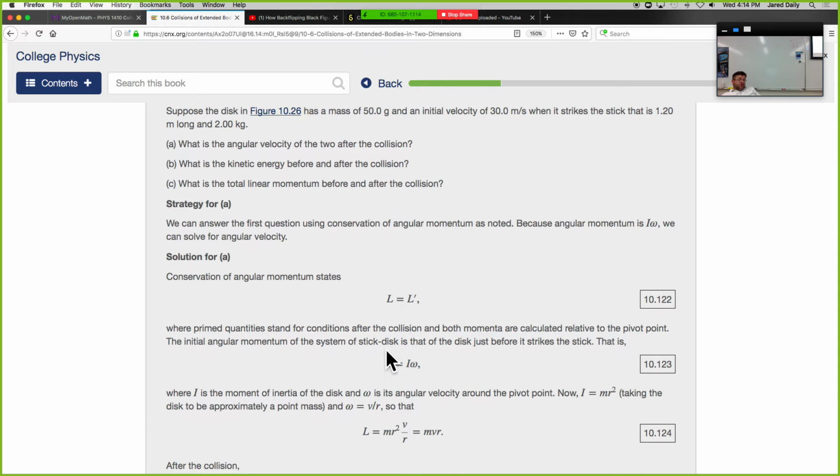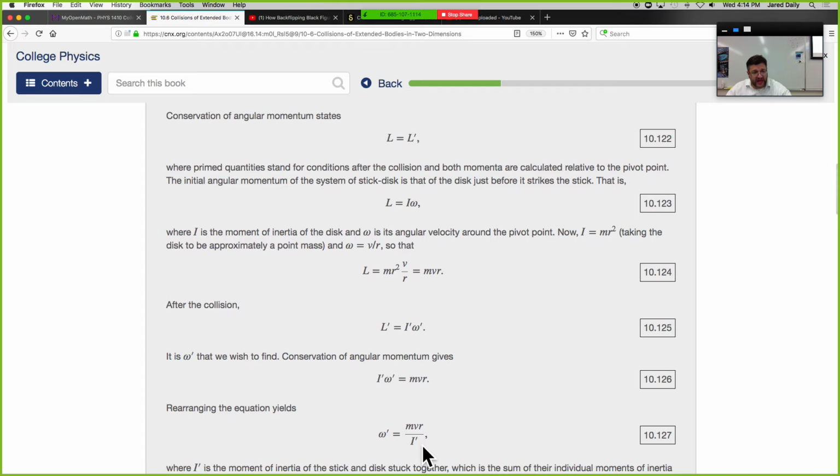Before they hit, only the stick is moving. So it's just I of the stick times omega of the stick. The I of the stick is going to be mr squared. That's what it is on the chart of a stick moving around its axis. And then the omega is going to be the velocity of the end of the stick divided by the radius of the stick. We're going to do that so that we can get a velocity in the end here. So this ends up being our final equation. It simplifies to just m times v times r.